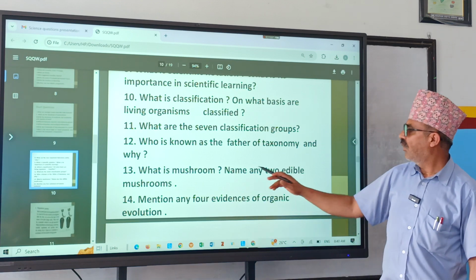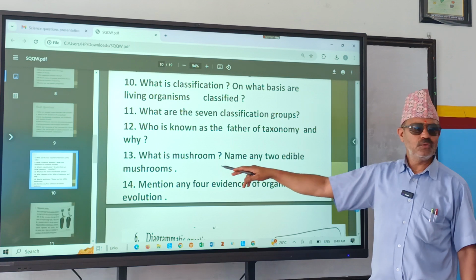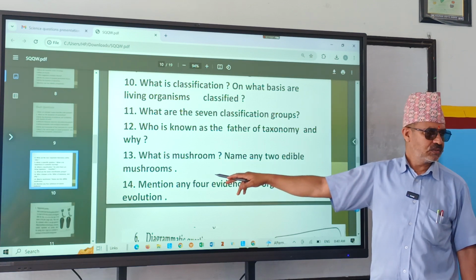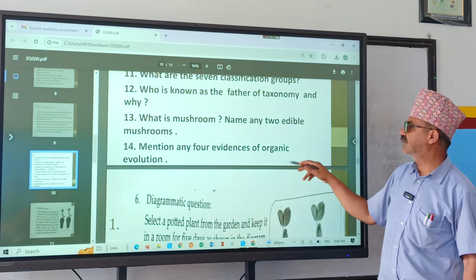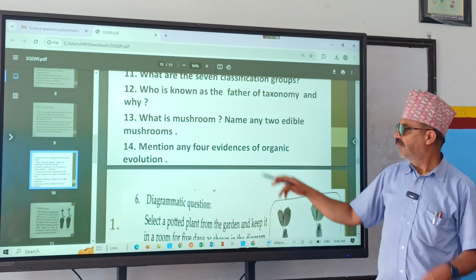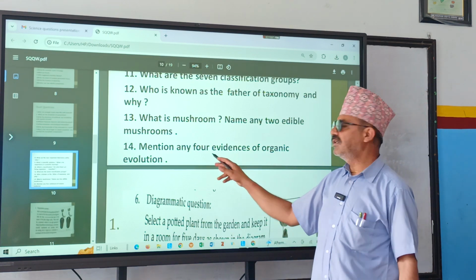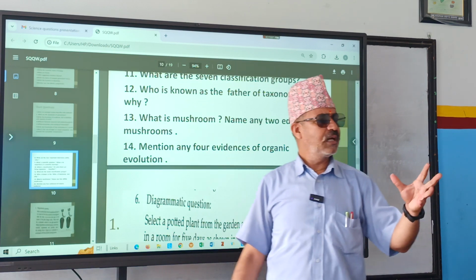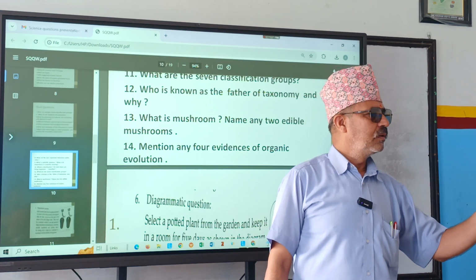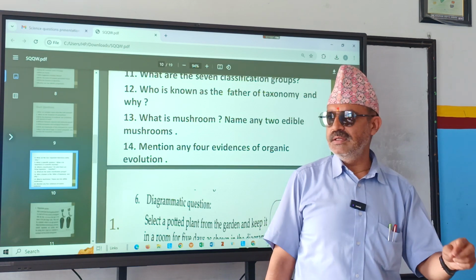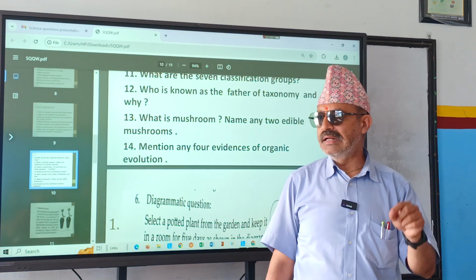Question number 13. What is mushroom? Name any 2 edible mushrooms. So, mushroom is a saprophytic fungus. And you can write the edible mushrooms. Mention any 4 evidences of organic evolution. But not 4. How many? 2. Okay. Here 4 can sometimes be asked, because you write evidence from fossils, evidence from comparative morphology and anatomy, evidence from embryology, evidence from connecting links.